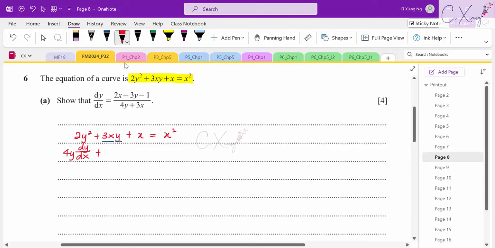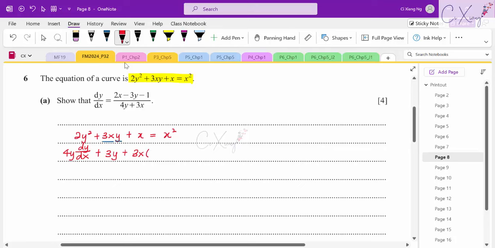So we have to apply the product rule for this question. First of all, we differentiate the first bracket. Differentiate the first bracket, 3x becomes 3, right? So you copy the second bracket y. Then now you copy the first bracket 3x, you differentiate the second bracket.